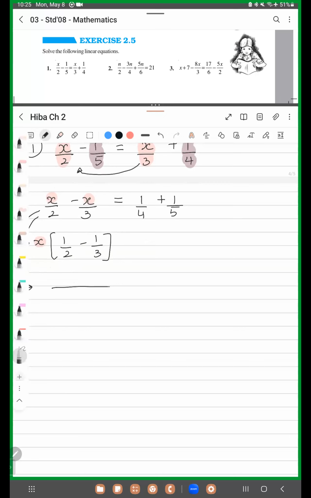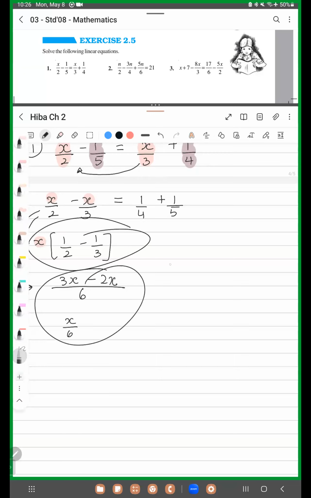The LCM is 6. So 2 into 3 is 6. So x into 3 is 3x minus 2x. So this becomes x by 6. This is one way and the other way is to take x common. It's totally up to you. Which one do you want to do? This one or this one? The second one. Okay, fine. Then we can erase this.